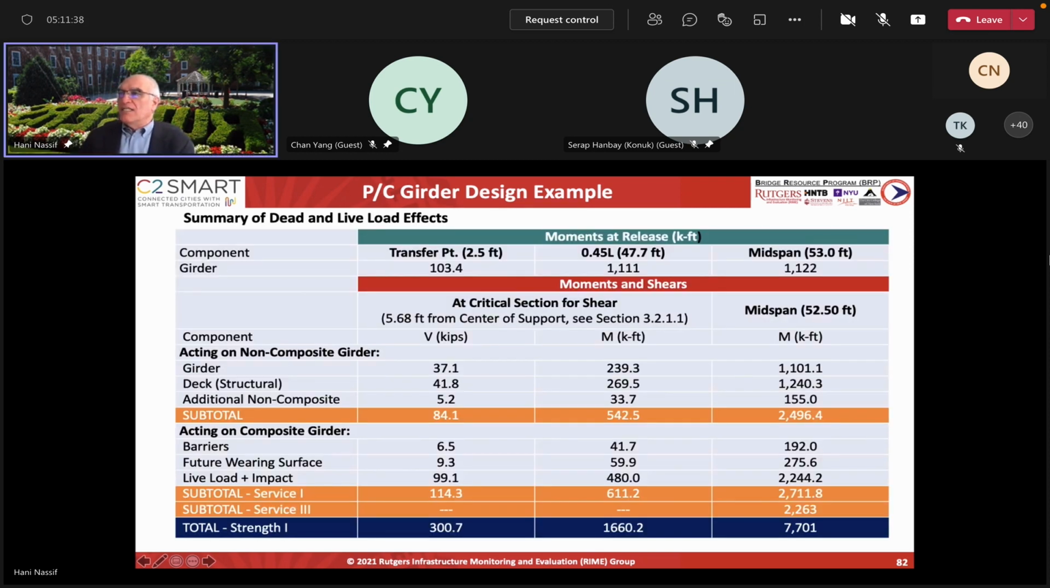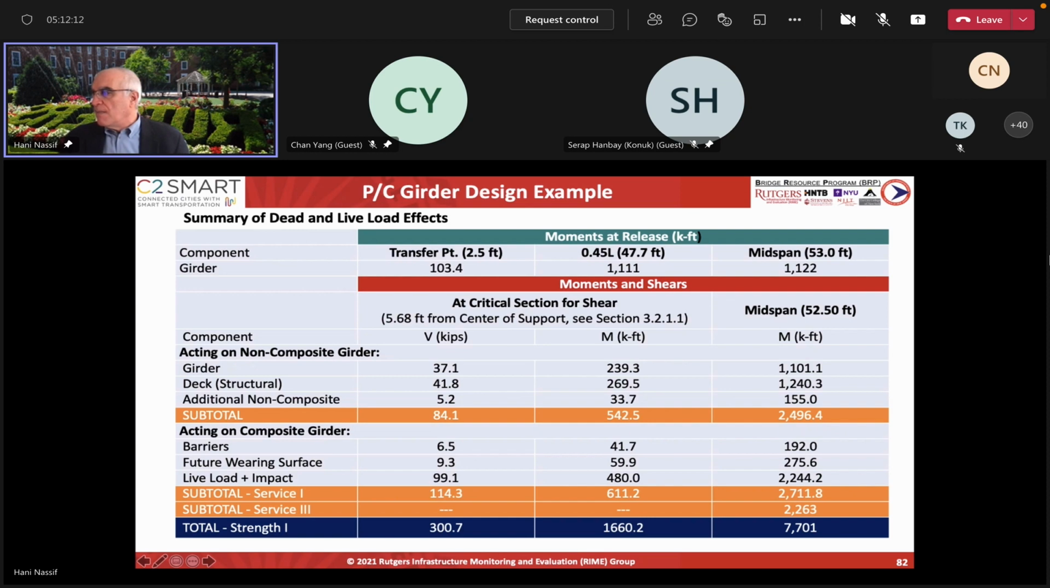And then you end up with a summary of all at different sections. This is at the transfer point. This is at 0.8, 0.45 L, okay? And this is at midspan. So those are different locations, and we found the moments and shears for the different limit states. If you tabulate them like that, I think it will be better because then you are checking every limit state by itself, so you need to have those values.